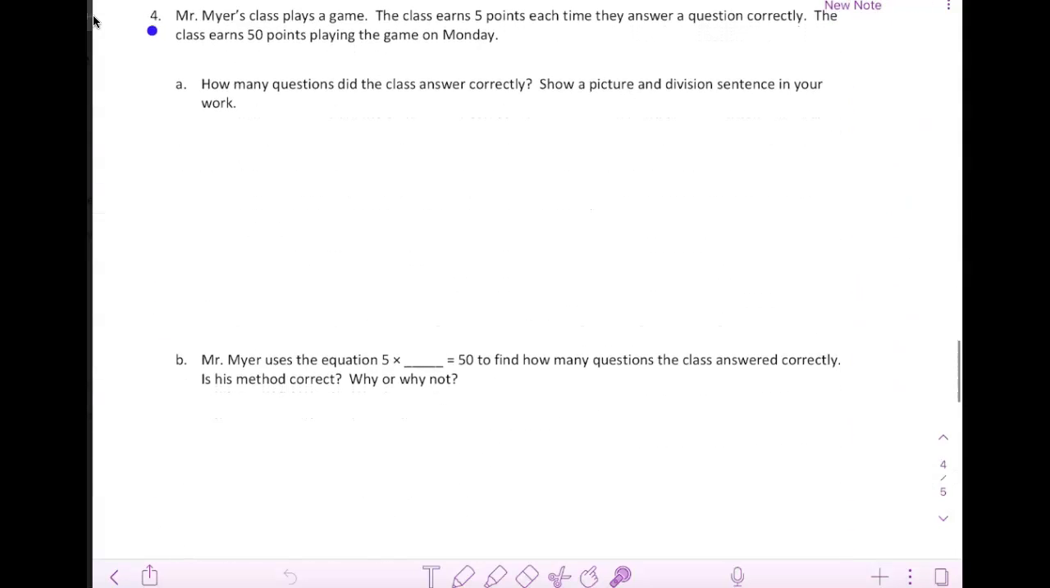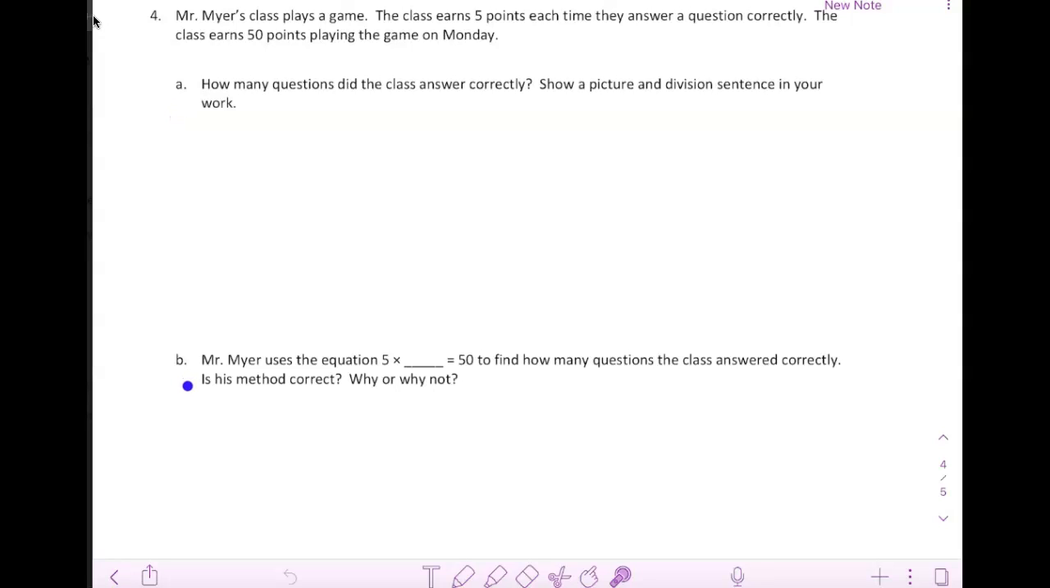Number 4. Mr. Meyer's class plays a game. The class earns 5 points each time they answer a question correctly. The class earns 50 points playing the game on Monday. Letter A. How many questions did the class answer correctly? Show a picture and division sentence in your work.